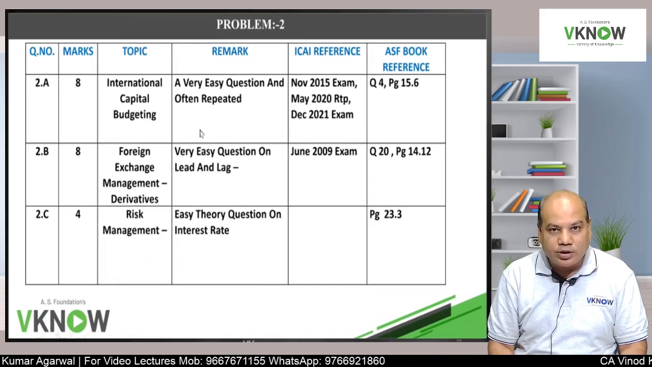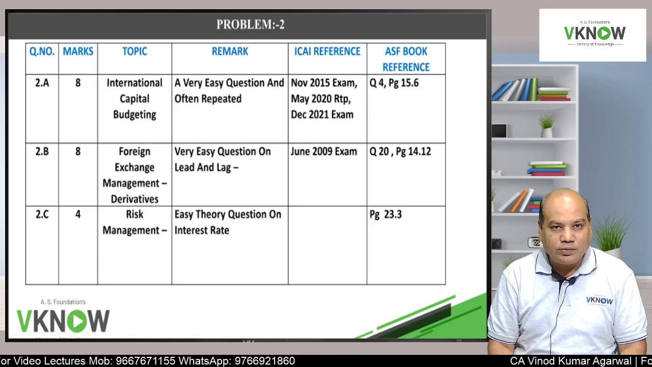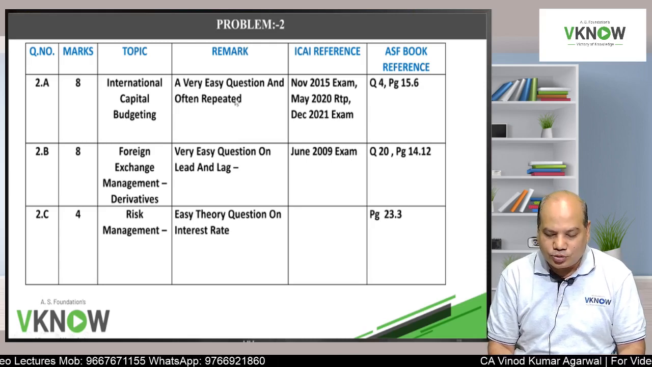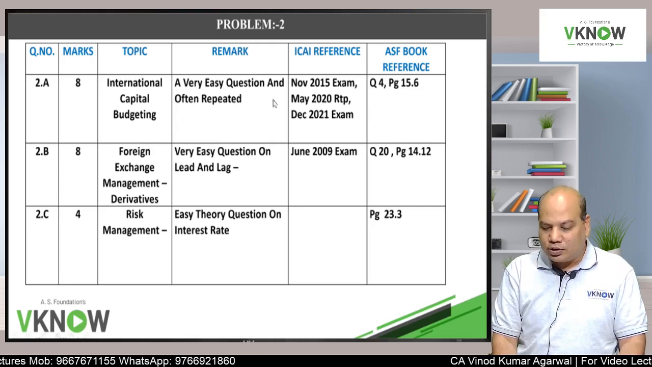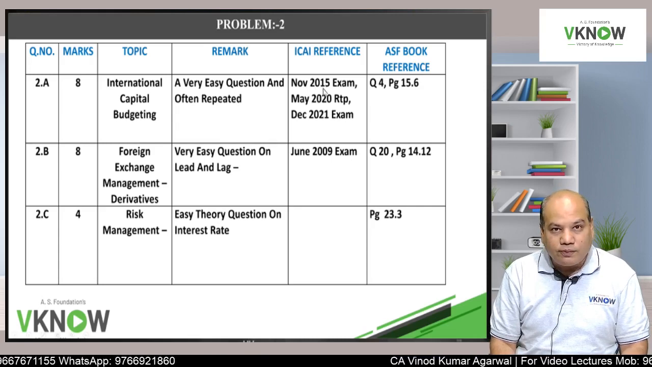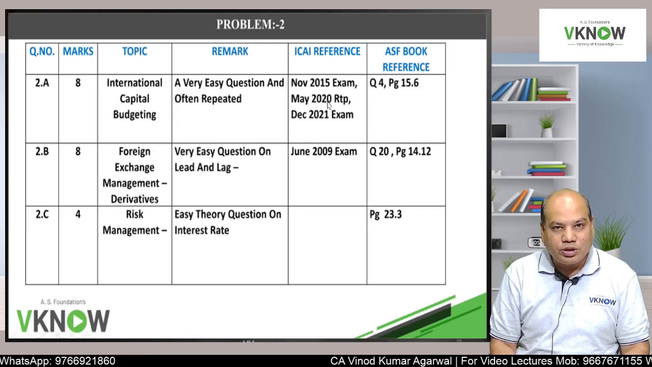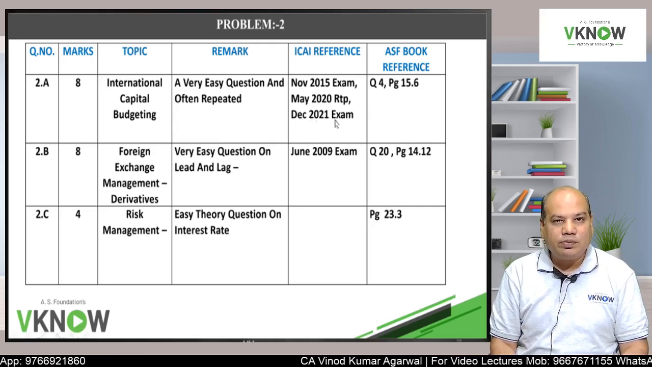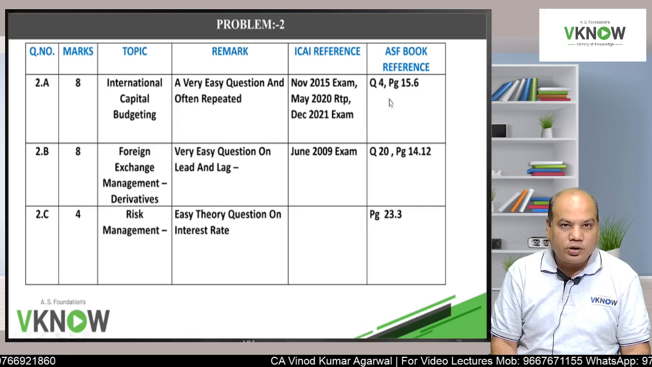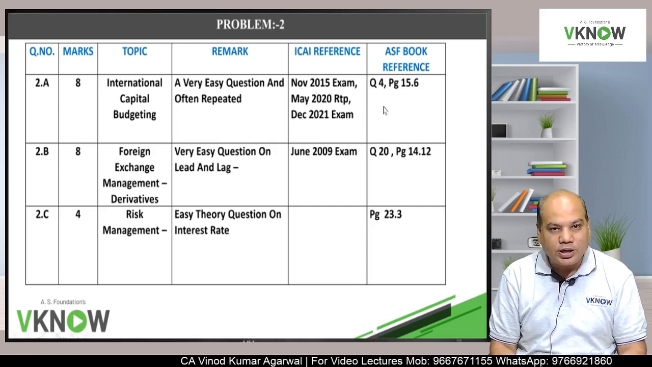Question number 2A for 8 marks on international capital budgeting. This is again a repeat question of Nepal, and it was given inflation in India and Nepal is so and so. So you will easily recall that question we have covered in the class. Institute has asked the same question in November 15 exam, same question. This time only the figures were different. May 2020 RTP, December 2021 exam, and in our book we have covered the same question, number 4, page 15.6, and many similar questions also. So students should be able to solve this question and get 8 marks.